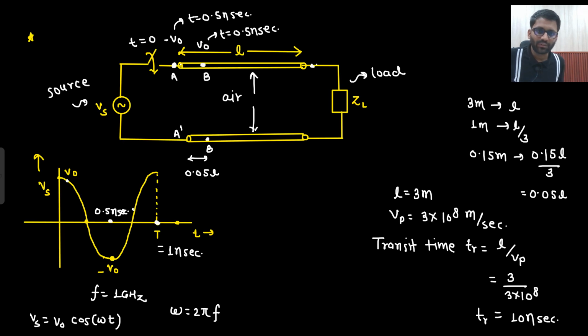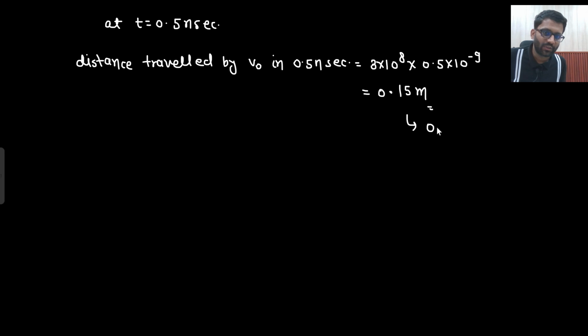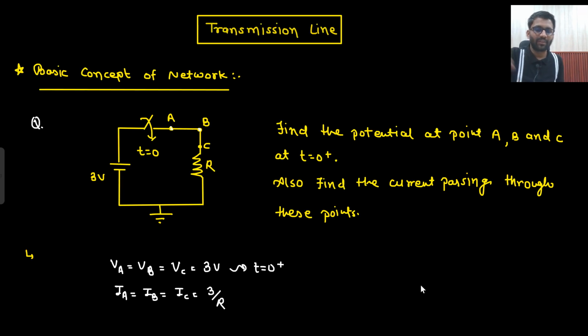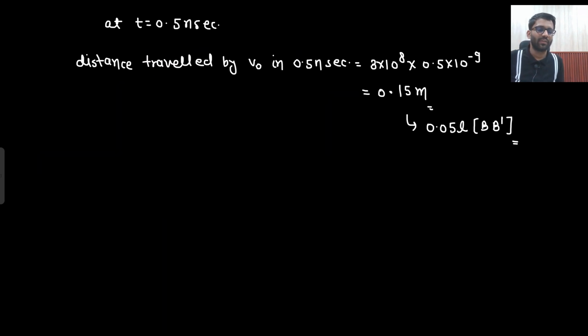So at 0.5 nanoseconds, this distance, 0.15 m, can be written as 0.05 L, which is at point BB dash. So the potential has become V naught here. Because of the potential difference, there will be some current. So you got to know that with respect to time, there is a potential difference on the wire. But in this other case, there was no potential difference on the wire. This was having 3 volt, this was having 3 volt, this was having 3 volt. Is that clear to you?